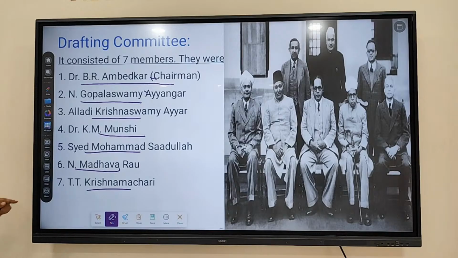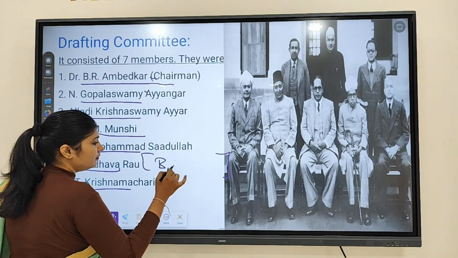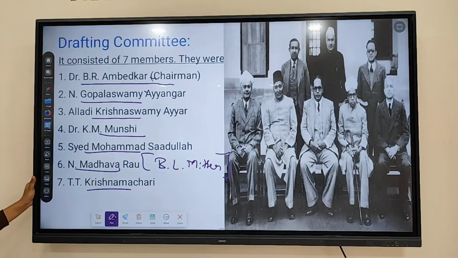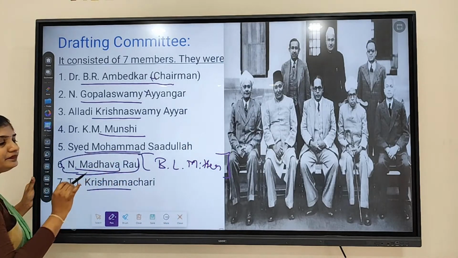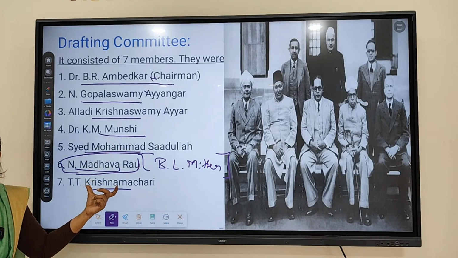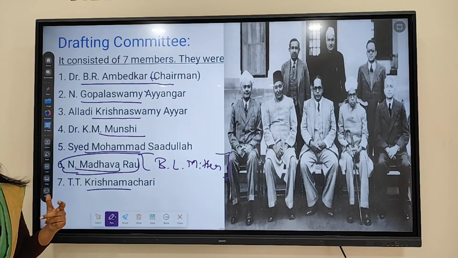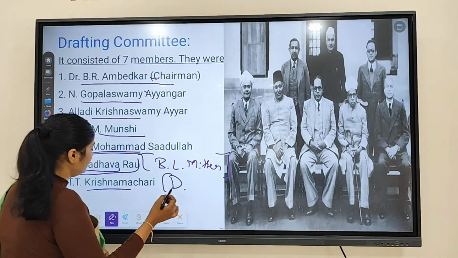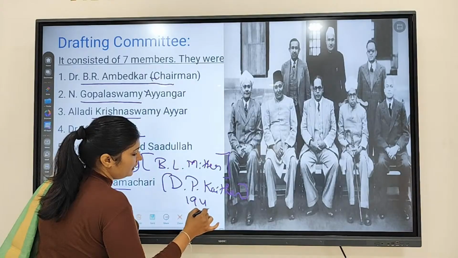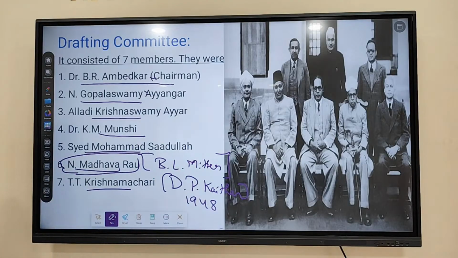Understood? Okay. And this Madhava Rao, actually there was B.L. Mitter. He was in ill health and he was replaced with this person. Who has replaced? Madhava Rao. Understood? And the replacement of D.P. Khaitan. Actually, he died in 1948. The replacement of this seat took place by T.T. Krishnamachari.